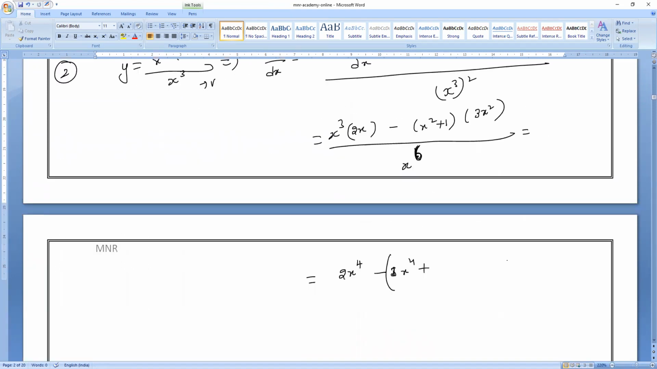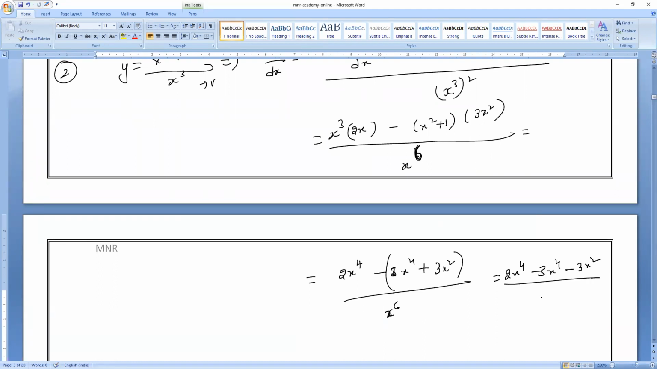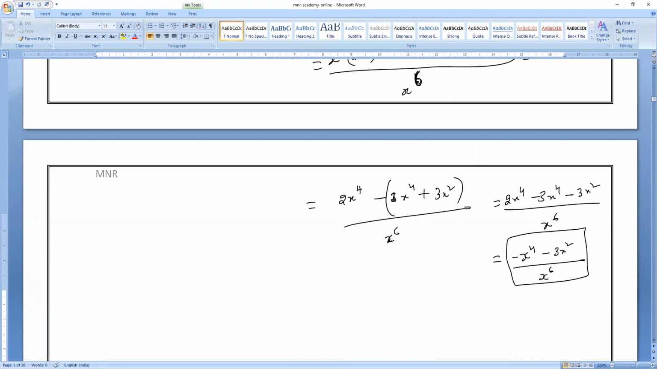Minus 3x power 4, 1 into 3x square gives 3x square, divided by x power 6. 2x power 4, minus will remove, inside plus becomes minus and minus becomes plus. Now plus 2x power 4 minus 3x power 4 gives minus x power 4, minus 3x square, divided by x power 6. That's the answer.